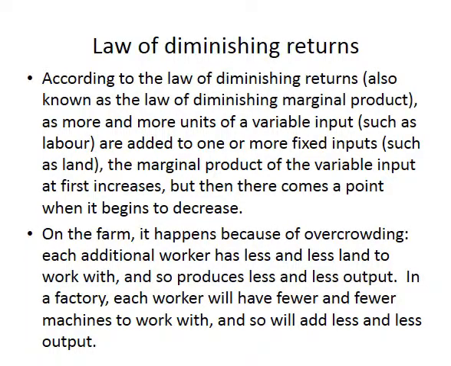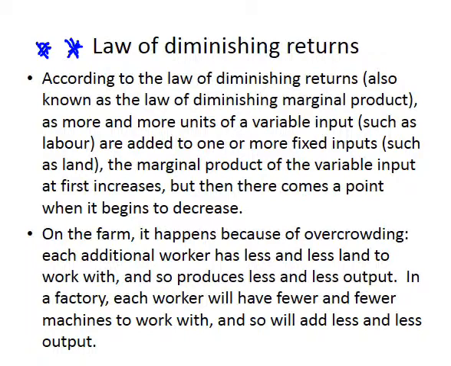The law of diminishing returns is an absolutely key concept that you need to know really quite well. According to this law, as more and more units of a variable input, such as labor or workers, are added to one or more fixed inputs, such as land, the marginal product of the variable input at first increases, and then there comes a point where it begins to decrease. So in other words, it becomes less and less efficient as you are adding more of the variable input, and in our case it was workers.